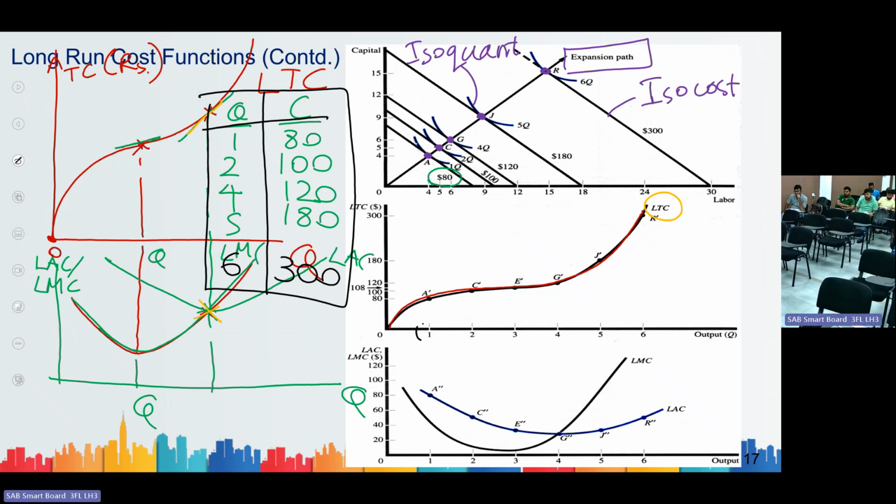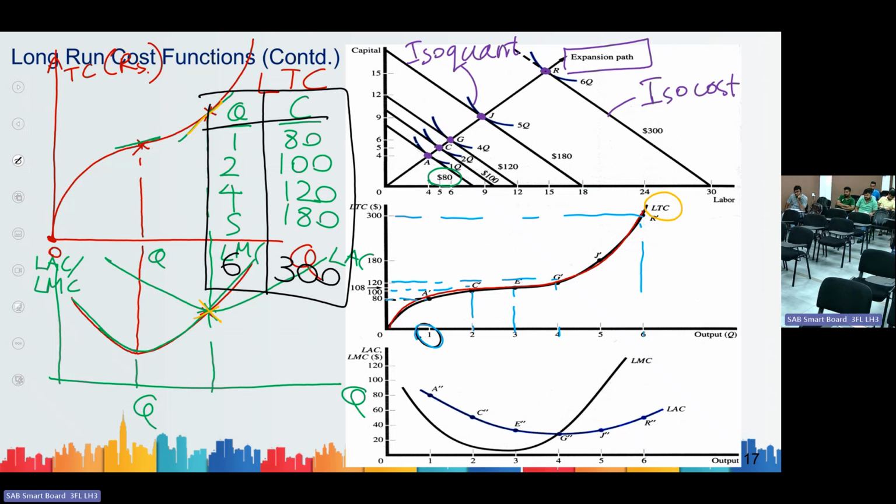When output is 1, cost is 80. When output is 2, cost is 100. When output is 4, cost is 120. When output is 6, cost is 300. So this total cost curve is derived based on the cost information provided by the expansion path.